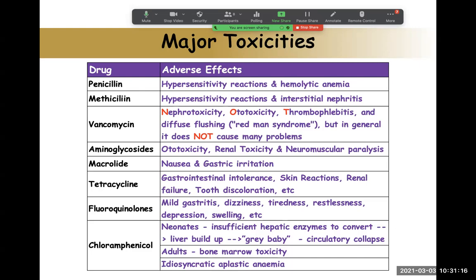There is a hypersensitivity reaction to penicillin and methicillin. Vancomycin, we don't use until the patient has MRSA, and the reason is it has nephrotoxicity, a kidney problem, ototoxicity, which affects your hearing, and thrombophlebitis, which can make you have diffuse flushing and affect your blood. And then aminoglycosides, you have ototoxicity, renal problems, and it can also cause neuromuscular paralysis in some people.